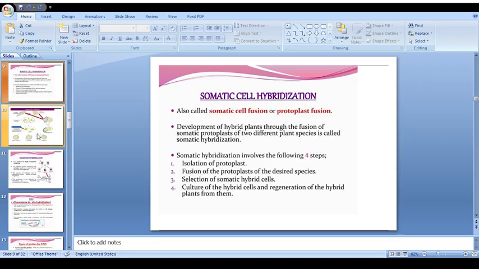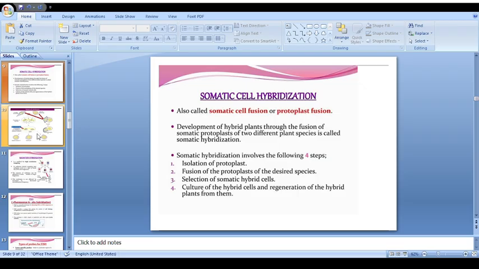Somatic cell hybridization is also called somatic cell fusion or protoplast fusion. The development of hybrid plants through the fusion of somatic protoplasts of two different plant species is called somatic hybridization. That is, body cells are utilized, not the germline cells, for this purpose. So we call it somatic cell fusion. And protoplast means the cell wall is eliminated, and the cell devoid of cell wall in a plant is in turn fused together. We call it somatic hybridization.